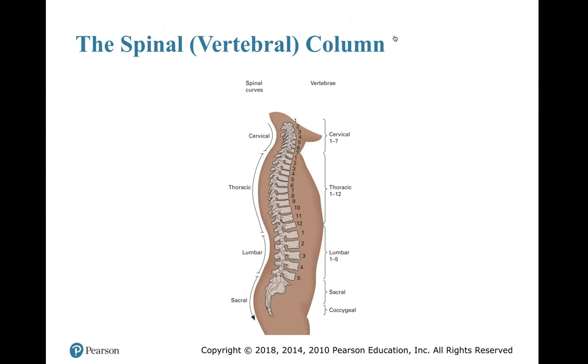All right, here's the vertebral column. On the left, you see the spinal curves: cervical, thoracic, lumbar, and sacral. Those are the different sections of the spine that you'll have to know. And on the right, you see the vertebrae are broken down into the cervical, thoracic, lumbar, sacral, and coccygeal. So you will need to know those. I guarantee you they will show up on the test again. And you will have to know them in order, because we can't have the lumbar above the cervical, obviously.